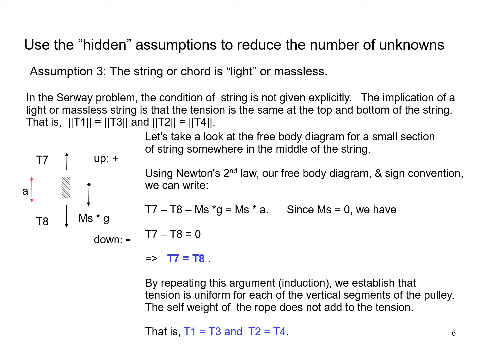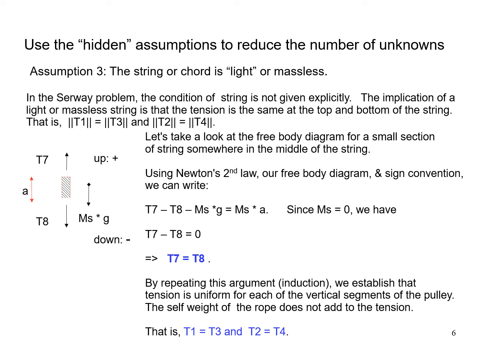Now, let's conduct a similar thought experiment with a section from the middle of our ideal string. For a moment, let's think about this section in isolation. From the free body diagram, we can identify three forces acting on our isolated middle section of string. T7 is the tension on our section from the string above our section. These forces will tend to pull our section of string up. T8 is the tension on our section from all the string below our section. These forces will tend to pull our section down. The third force is the self-weight of the section and equals m sub s times g and points down.